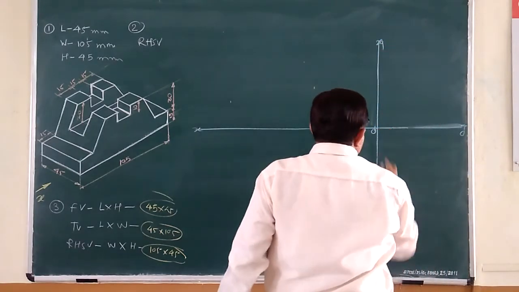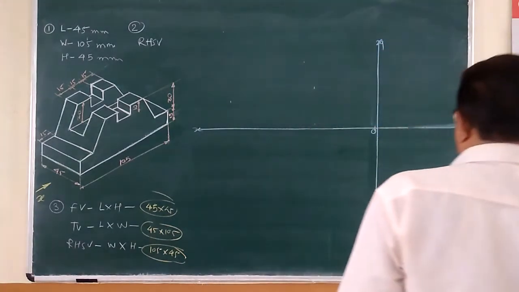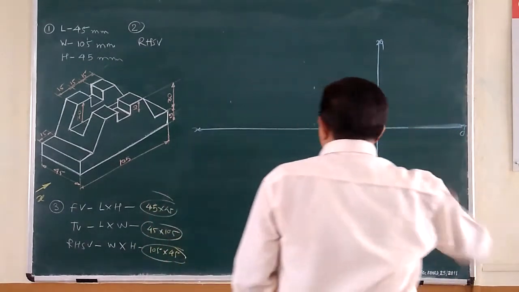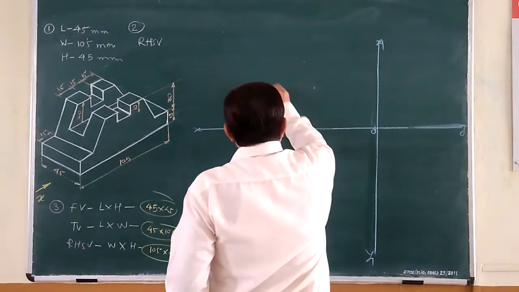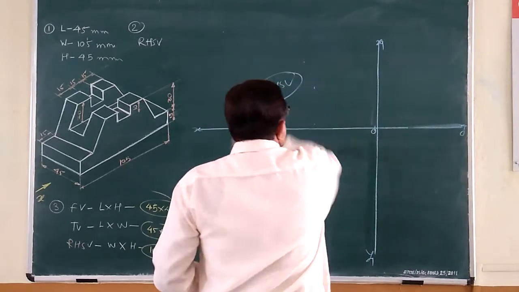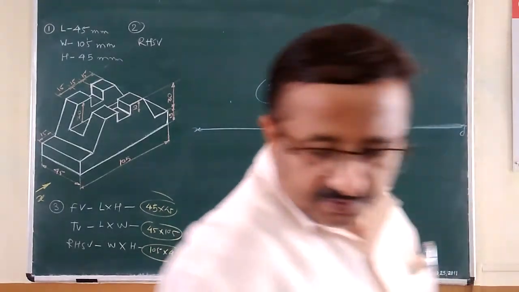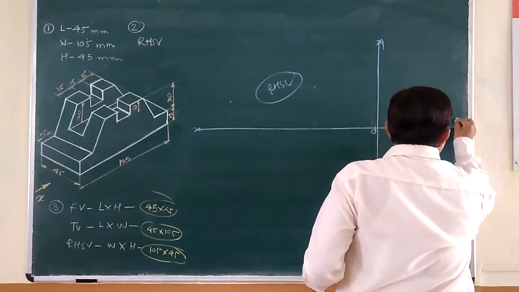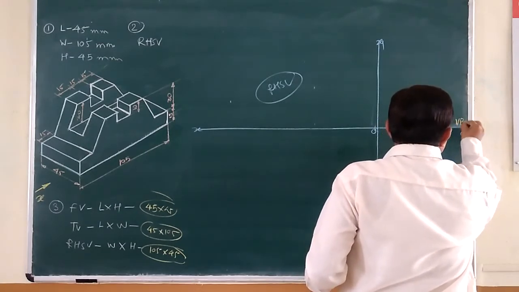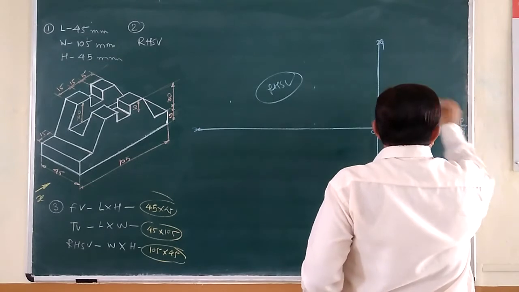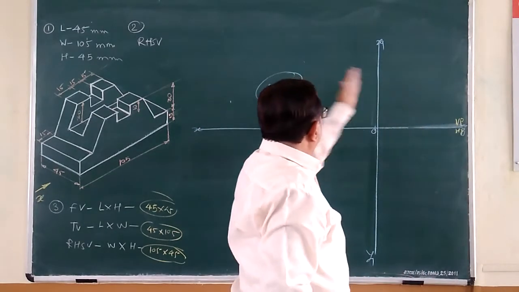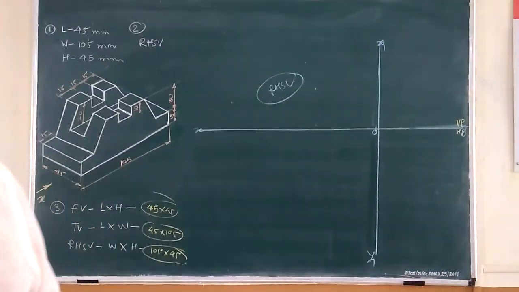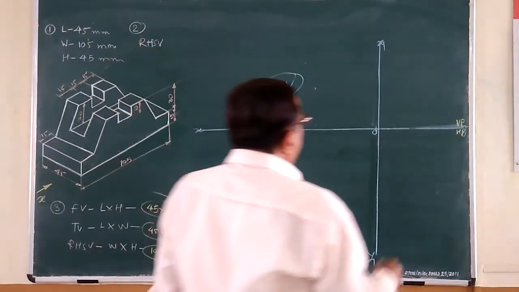So x1 O y1 is VRL, x O y is HL. Now this space is reserved for the right hand side. So naturally this space is reserved for the front view and this space is for the top view. So accordingly one should write VP. This is H. This is the vertical plane, this is the horizontal plane, and we have opened this profile plane here for RHS. Okay.